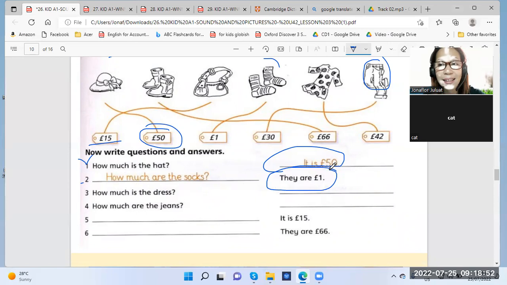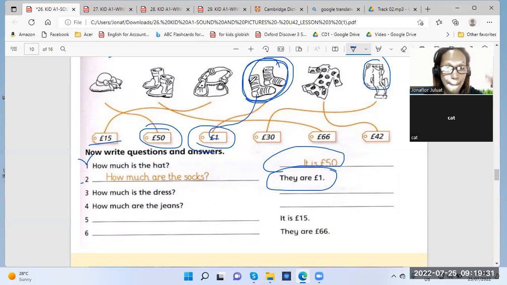The answer is they are 1 pound. Okay, what thing has the price of 1 pound? What is this, Hannah? You don't know what this is? Do you have this at home? You use this every day going to school, right? This is a sock. These are socks, right? How can you make a question using how much? How much are the socks, right?